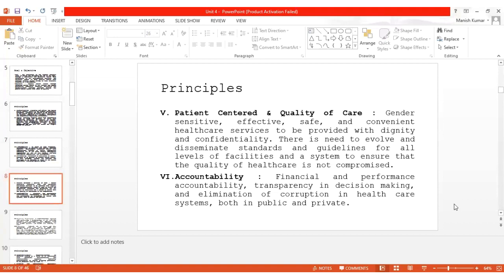The next one is patient centered and quality of care. You can talk about quality healthcare services. Of late, the Government of India has multiple accreditation systems. Can someone unmute yourself and talk about certain quality accreditation systems of the Government of India which are happening at your health infrastructure?